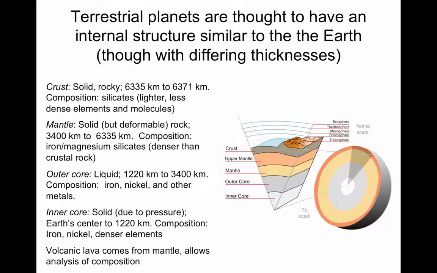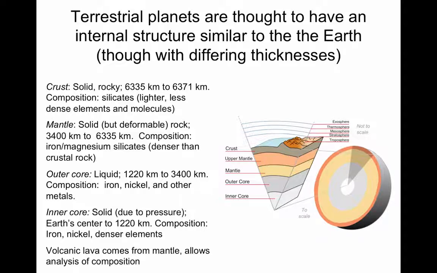Below the crust is the mantle. The mantle of the Earth is solid but deformable rock, so think like silly putty. It's definitely a solid, but it can flow under pressure. This plasticized rock, this putty-like rock, can flow but over very long time scales. And the mantle is quite thick. It's almost 3,000 kilometers thick.